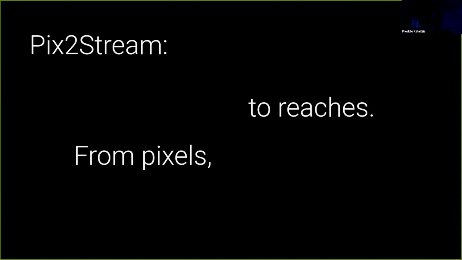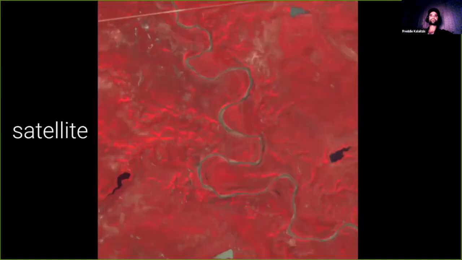So, pixel streams. How do we go from pixel-based predictions to reach-level predictions? At the beginning we have satellite imagery coming in. What you see here is a false color rendering. False color means that you get a number of bands in the satellite, and you can decide what to map to RGB the way the computer renders it. This one focuses on vegetation. If it's red, there's vegetation.